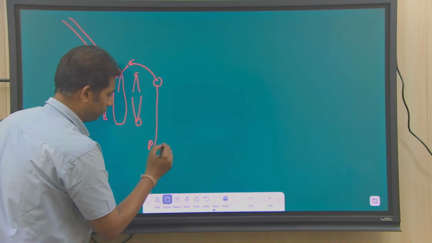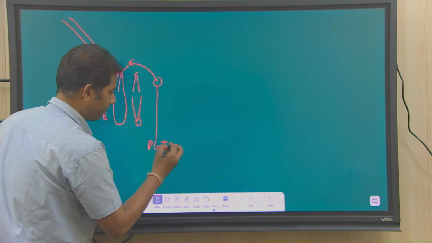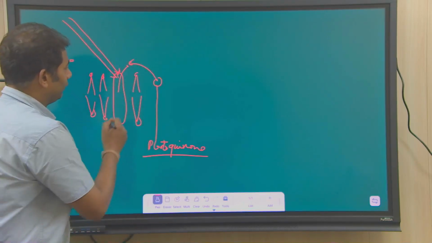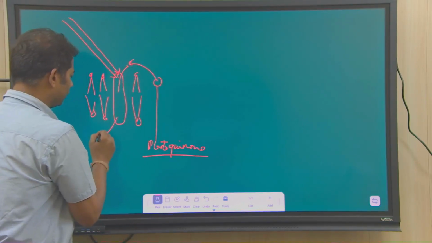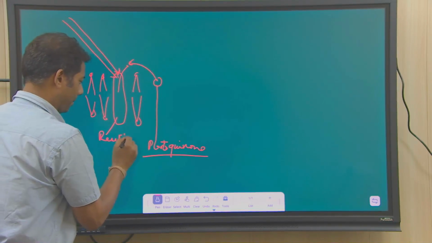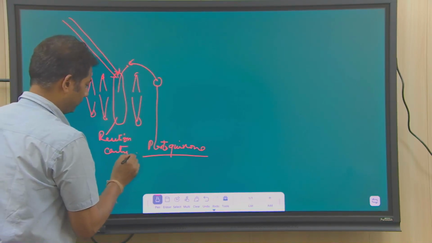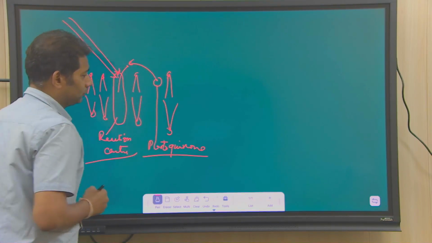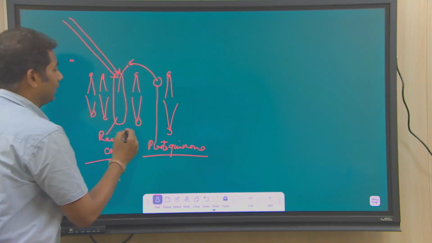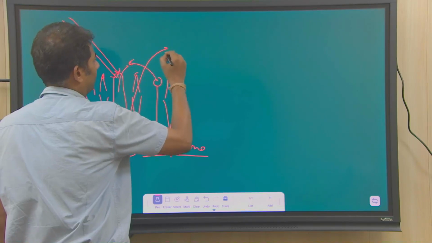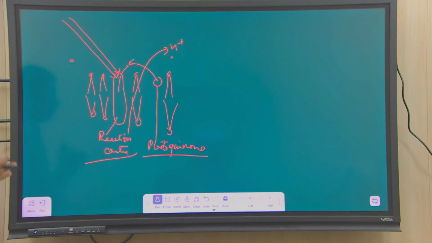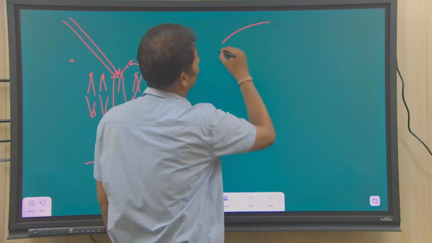That is plastoquinone. When the electrons moved from this reaction center to plastoquinone, the protons are moved from the matrix to the inner thylakoid membrane. I'm showing you.